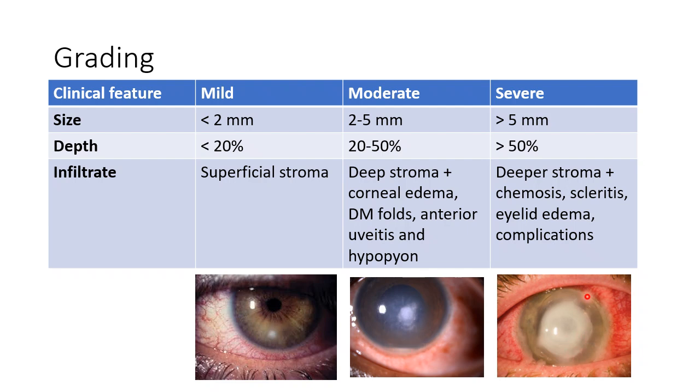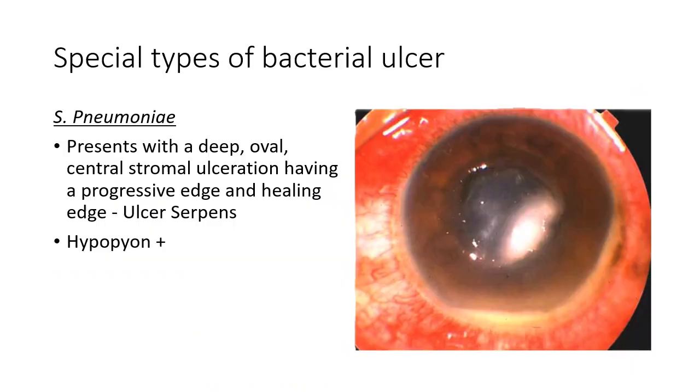And this one is even more severe, much more than 5 mm in size, more than 50% of involvement. It is accompanied by chemosis, which we cannot make out, but we can make out the scleritis. See how red the eye looks. The surrounding sclera is also involved. There might be eyelid edema, and complications of corneal ulcer are seen in case of severe ulcers.